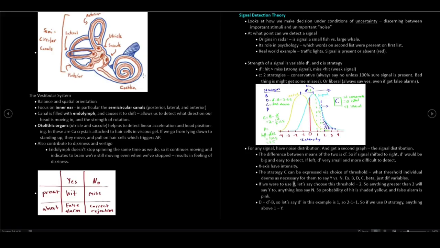If we were to use B, let's say we choose this threshold 2. So anything greater than 2 we will say yes, anything less we say no. The probability of a hit is shaded yellow, and false alarm is pink. d' equals B minus C, so let's say d' in this example is 1, so 2 minus 1 is equal to 1. So if we use this strategy, anything above 1 equals yes.